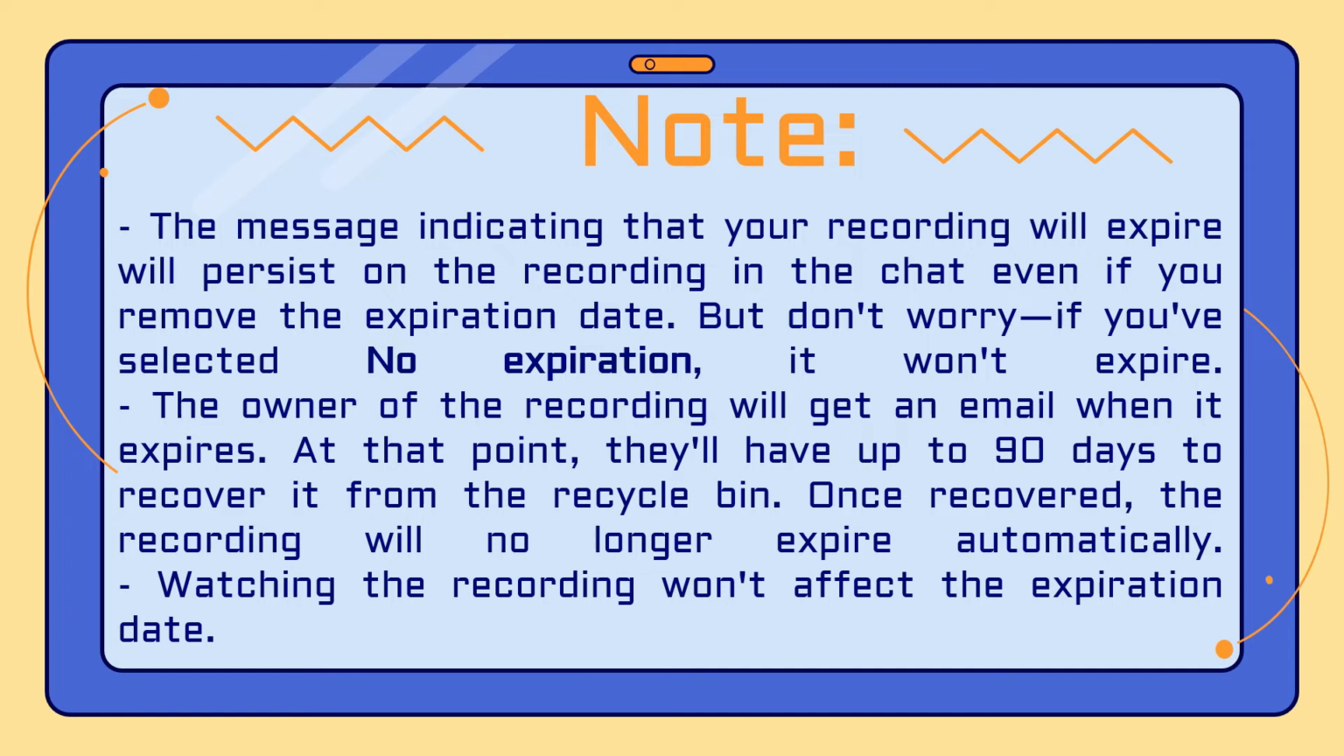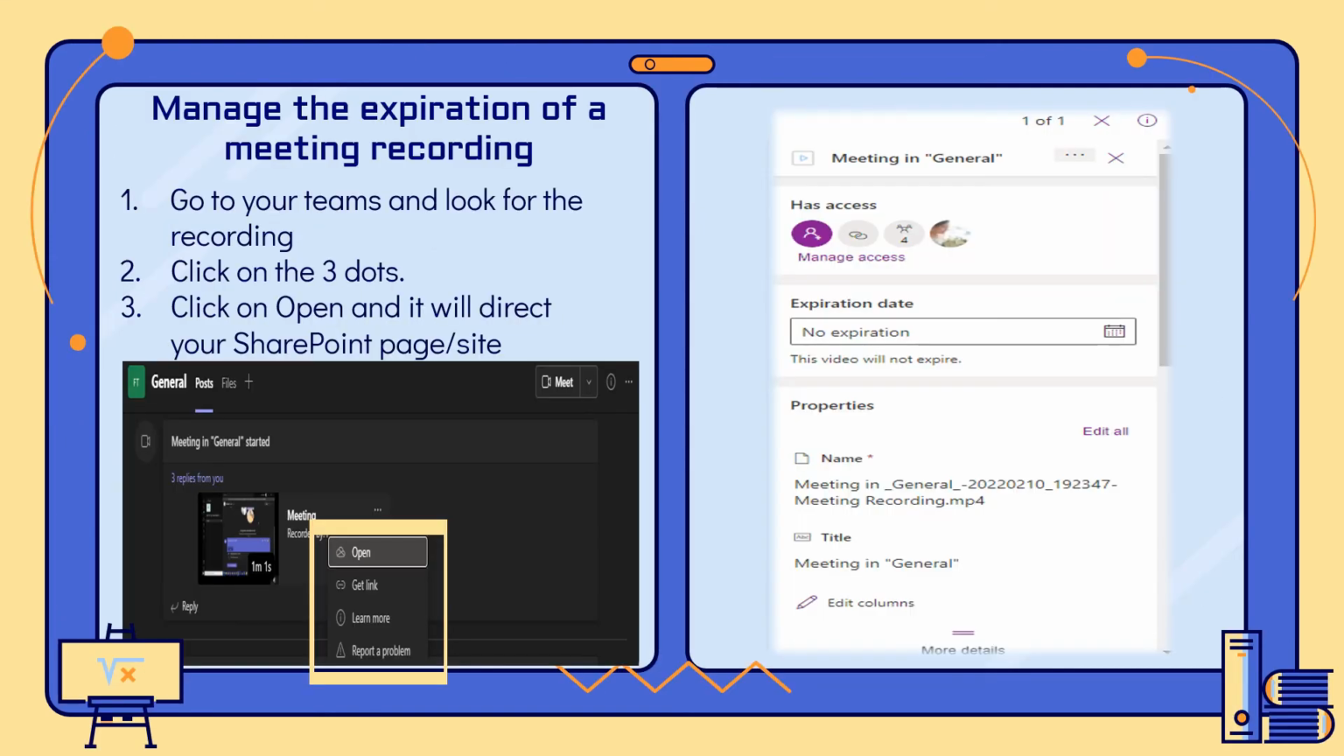But don't worry, if you've selected no expiration date, it won't expire. The owner of the recording will get an email when it expires. At that point, they'll have up to 90 days to recover it from the recycle bin. Once recovered, the recording will no longer expire automatically. Watching the recording won't affect the expiration date.